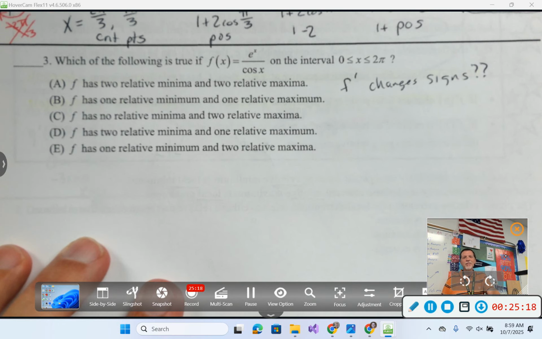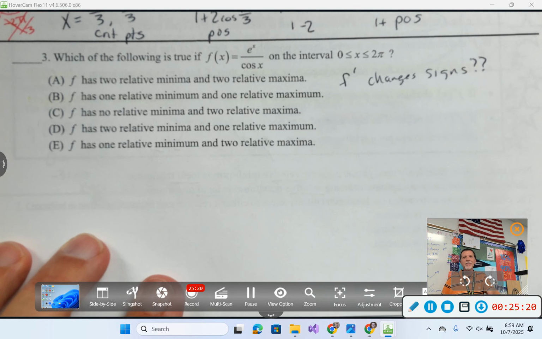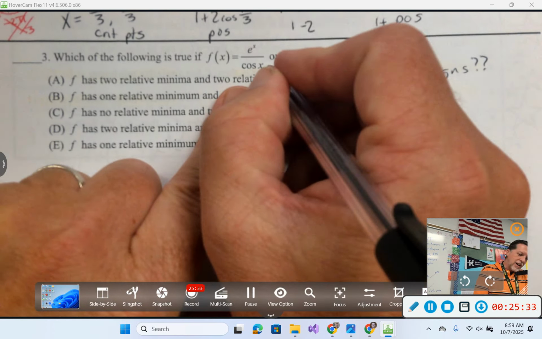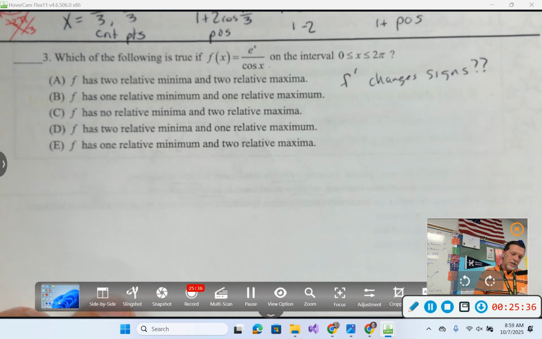Emma, not to put you on the spot, but do you know what we're going to have to worry about on this one? What's that? Yeah, that does not exist. Why are we going to be worried about that? Anybody? There's a denominator, so I'm pretty sure I'm going to have to worry about some "does not exist" on this one.